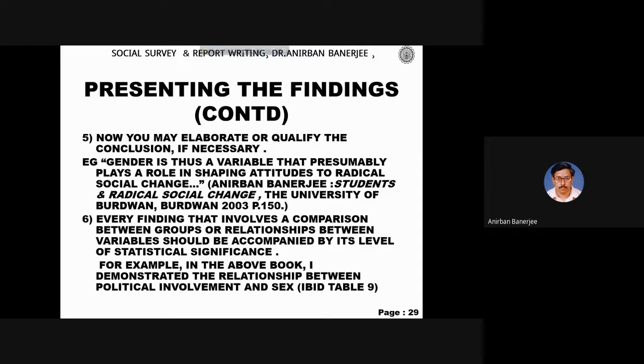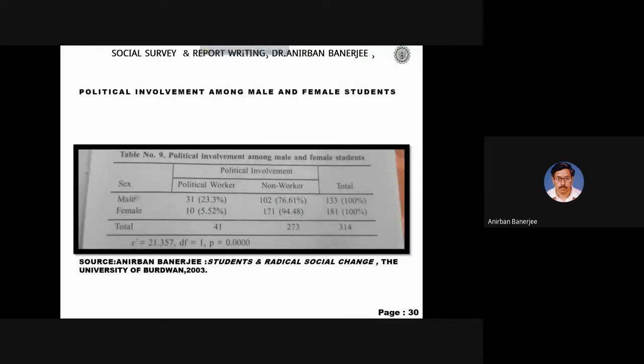Every finding that involves a comparison between groups or relationships between variables should be accompanied by its level of statistical significance. For example, in the above book, that is Students and Radical Social Change, I demonstrated the relationship between political involvement and sex. This is the relationship, political involvement among male and female students.